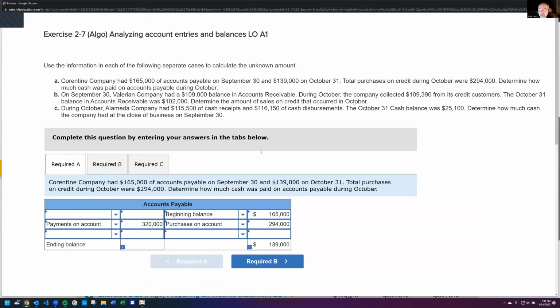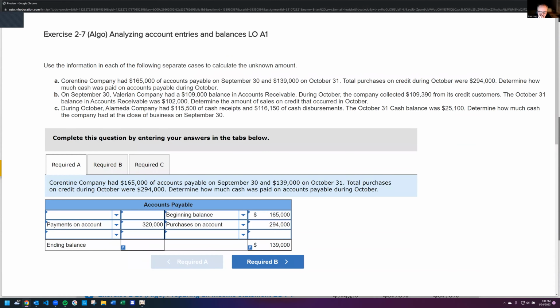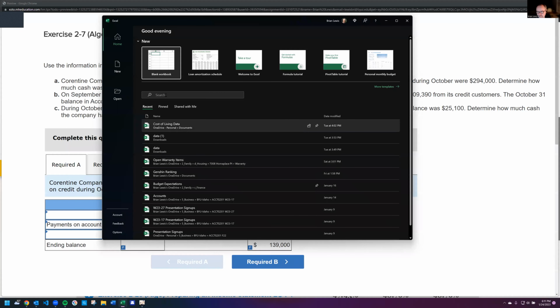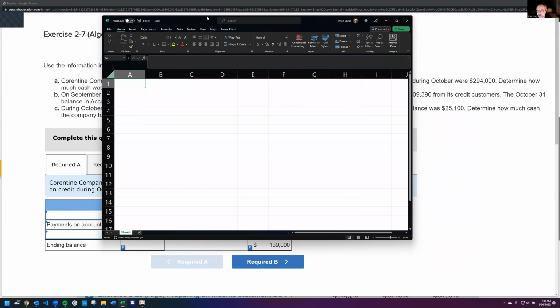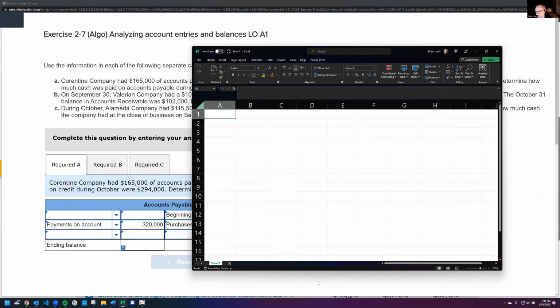Okay, so on quiz access, exercise 2.7, it asks you to look at different cases and calculate the unknown amount. So let me pull up my good old handy dandy Excel file. Make sure it's big enough so everybody can see my work.